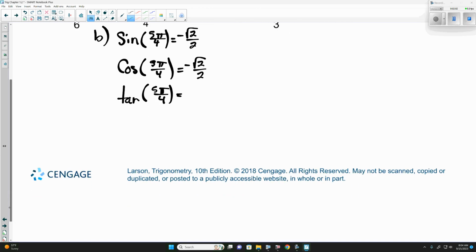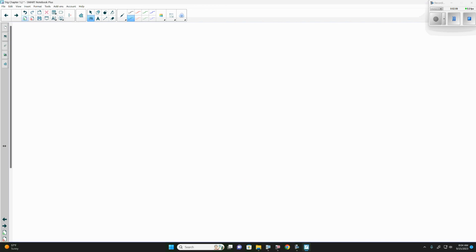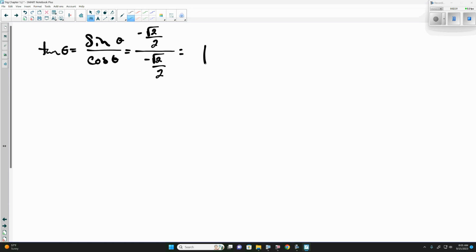And now we need to figure out tangent. Well, tangent is sine of our angle over cosine of that same angle. Well, for us here, both sine and cosine are the same thing. Anything divided by itself is 1. And since they're both negative, it turns out to be positive.